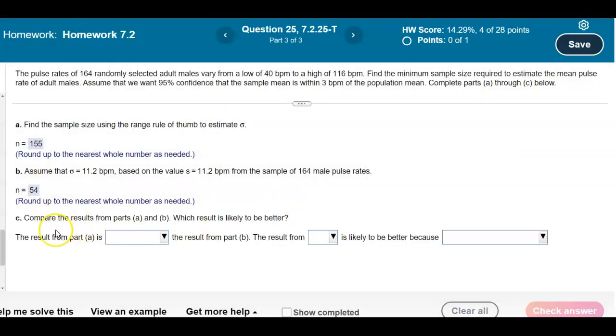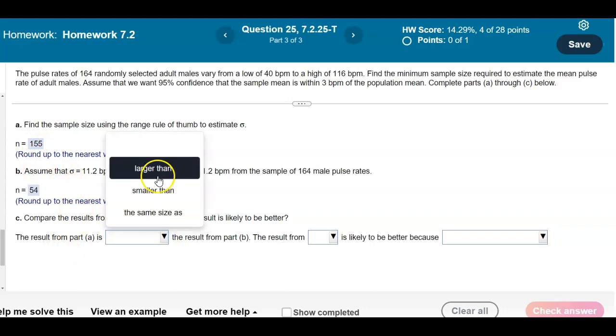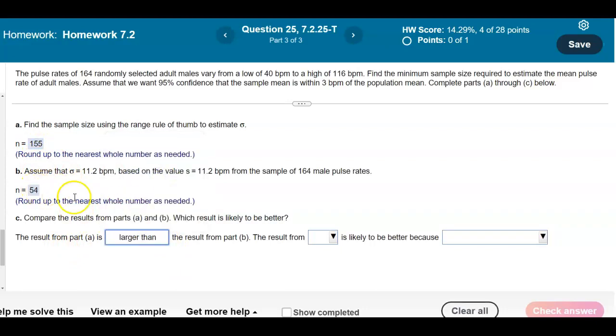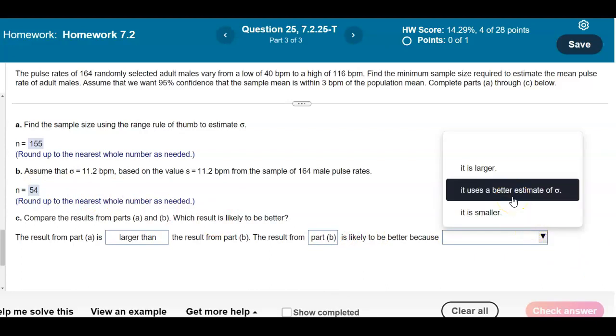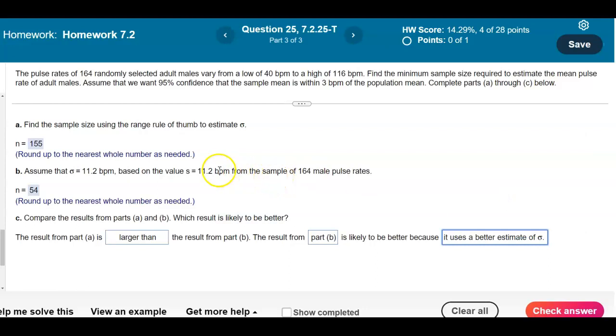Now the question says, compare the results from parts A and B. Which result is likely to be better? The result from part A, 155, is larger than the result from part B. The result from part B is likely to be better, and that's because it uses a better estimate of the population standard deviation.